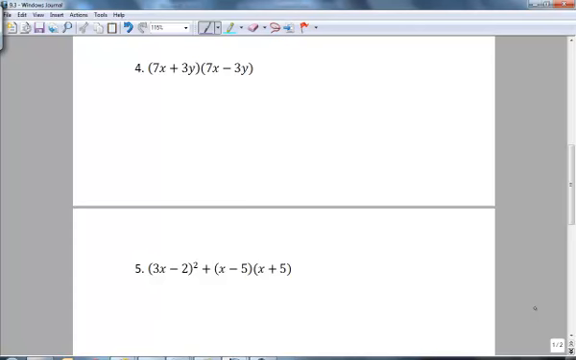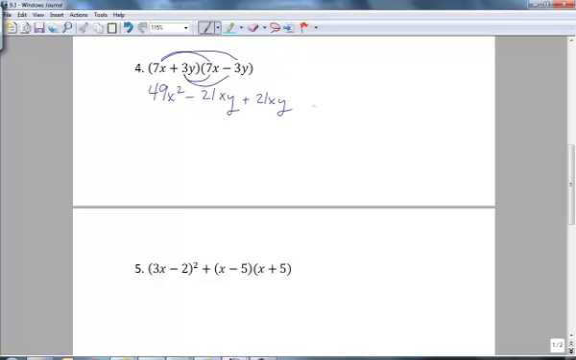All right, we're just going to multiply this out by FOIL. Well, 7x times 7x is 49x squared. Like before, let's pay special attention to the middle terms. Your outers would be minus 21xy, and your inners would be positive 21xy. Notice we have the same pattern as before, where those middle terms are opposites.